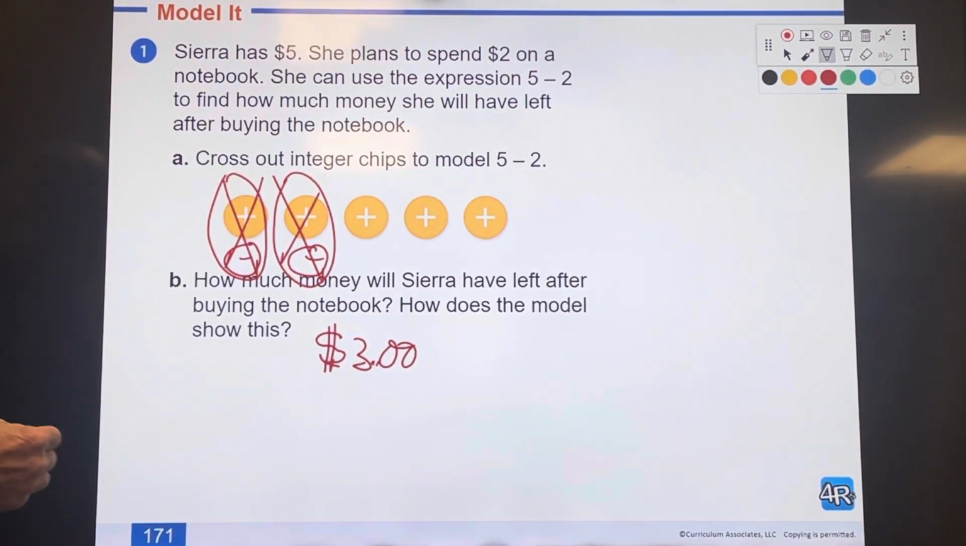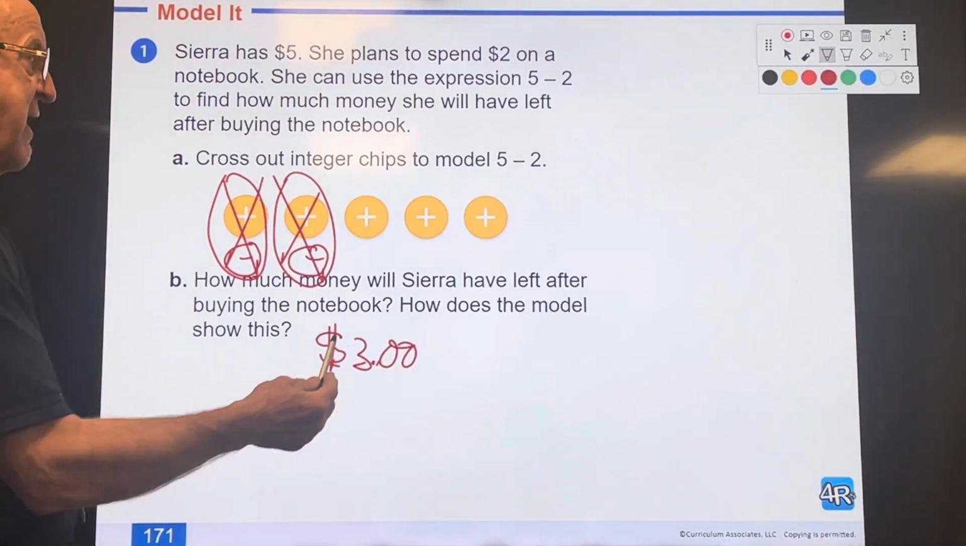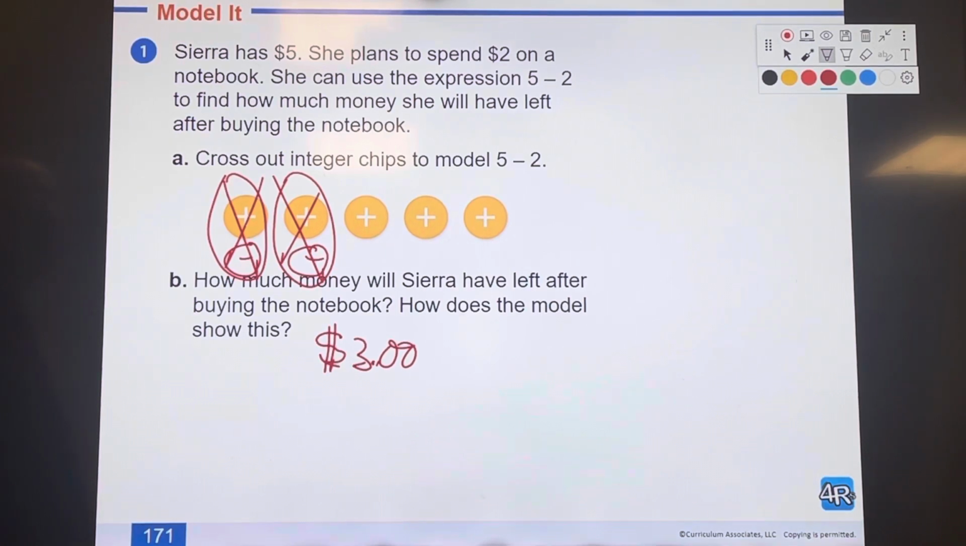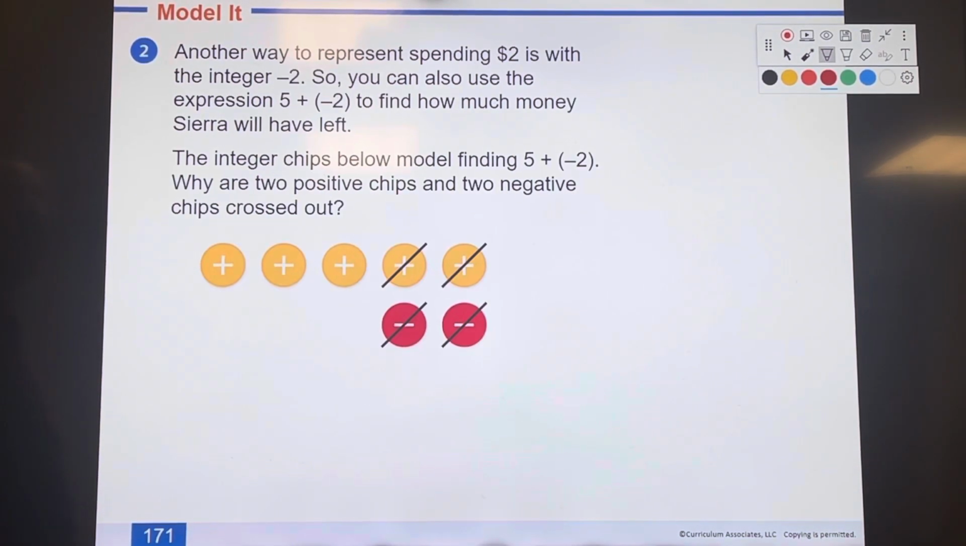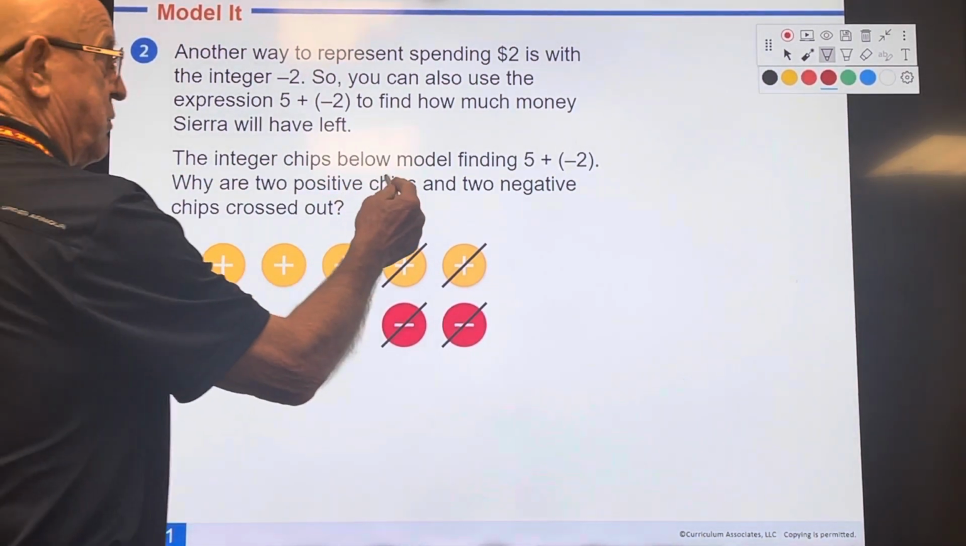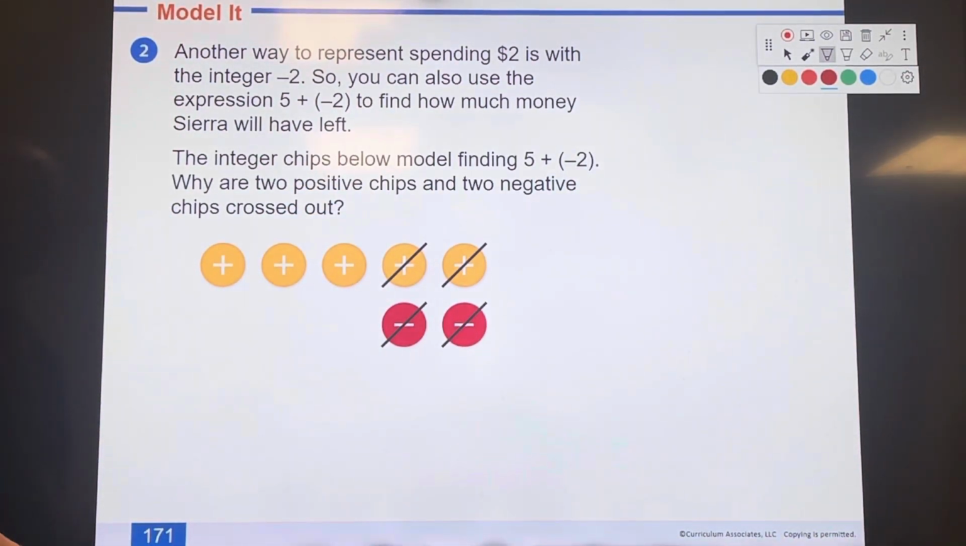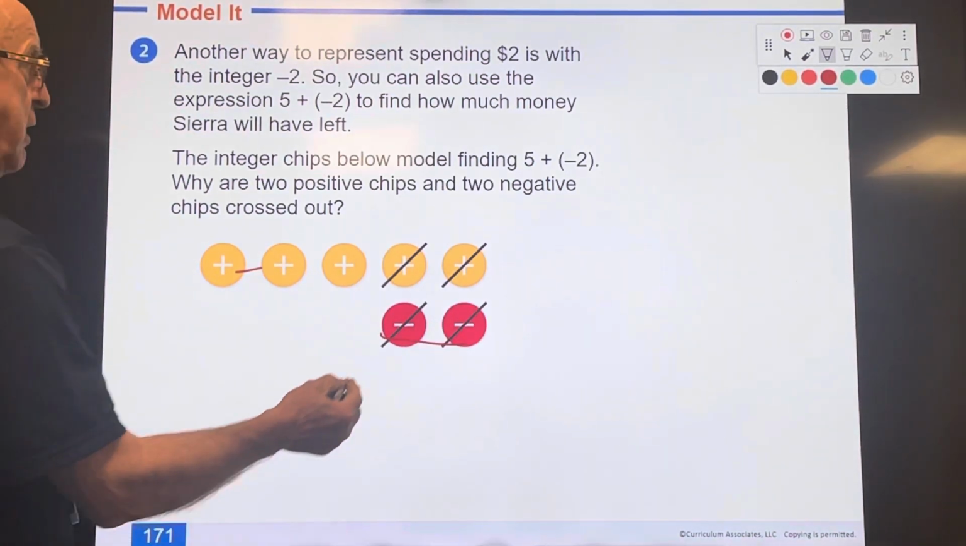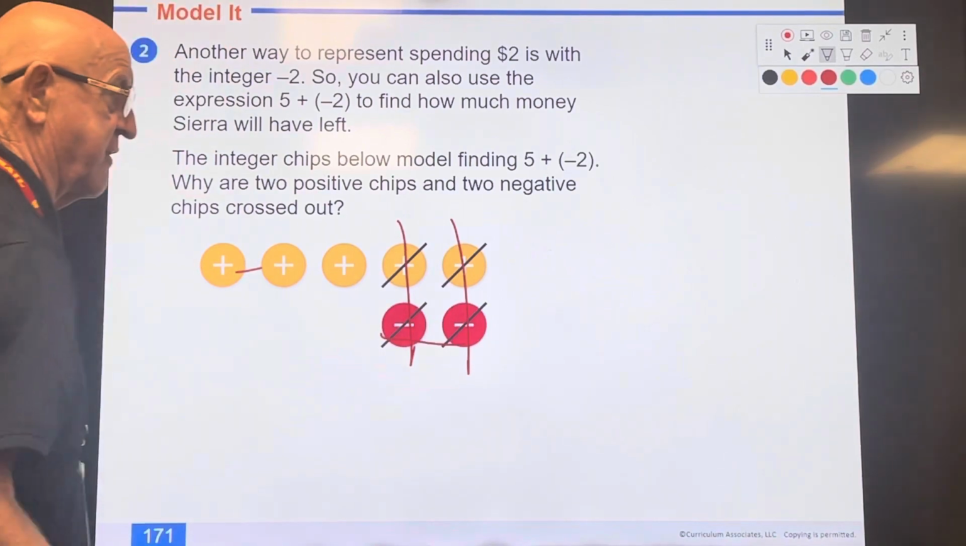All right? How does the model show it? Well, it shows it by having 3 positive chips left. Each chip represents $1. Another way to represent spending $2 is with the integer negative 2, right? So if we do that, we can just use the expression 5 plus a negative 2 to find out how much money we'll have left. The integer chips will show modeling 5 plus a negative 2. We have 5 positives, we add a negative 2. And once we do that, we can cross these out. They go away, they form a zero pair.